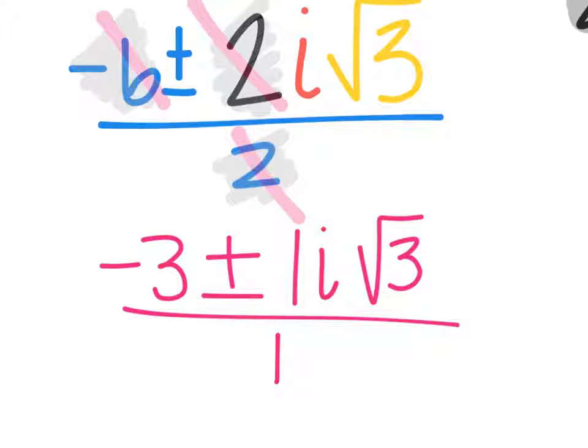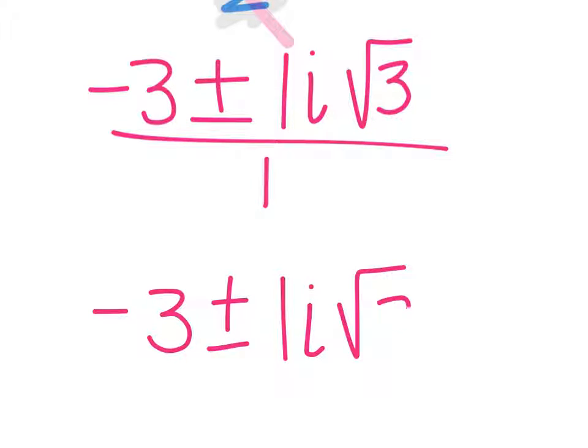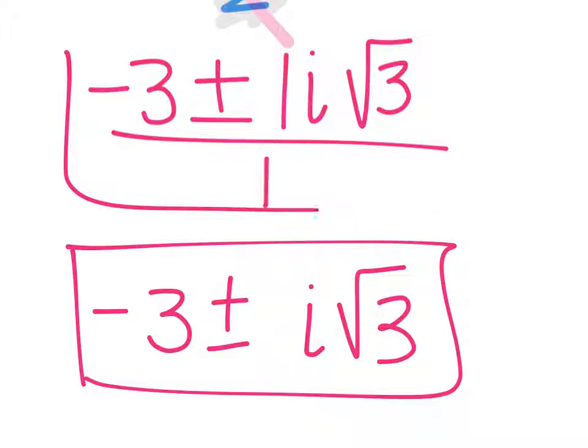Divided by, what is 2 divided by 2 on the bottom? A 1. Again, do I have to write that 1 in the denominator? No. So you could also write it as -3 plus or minus 1i square root 3, or you could just write i square root 3. Again, you don't have to have that 1 there. So either of these answers is acceptable.